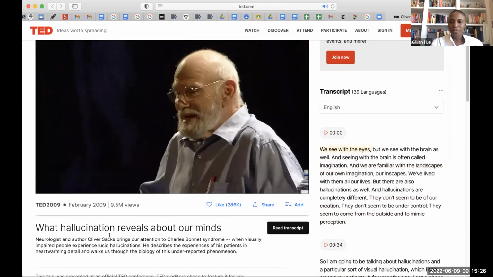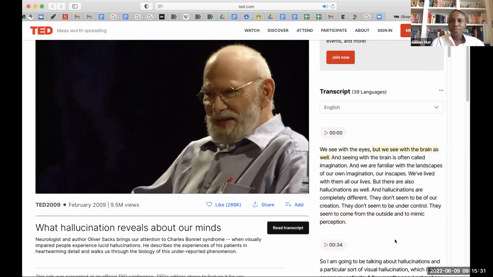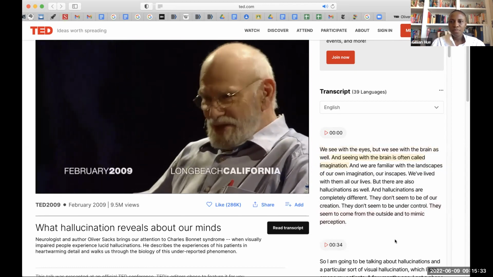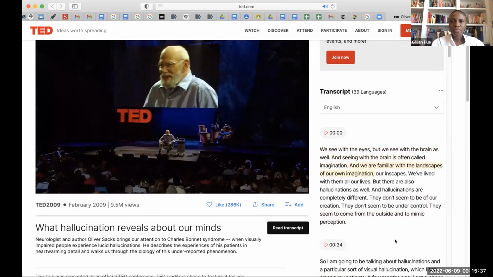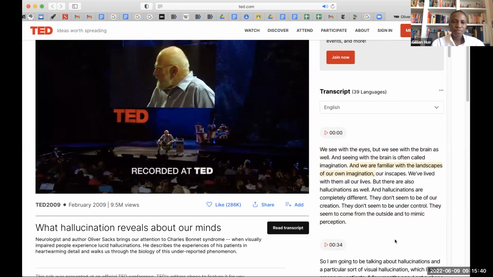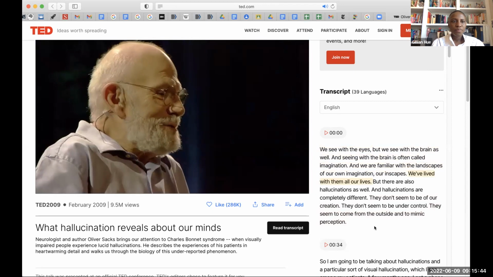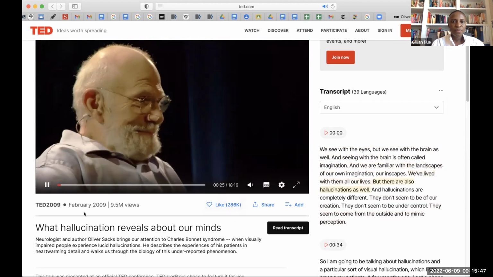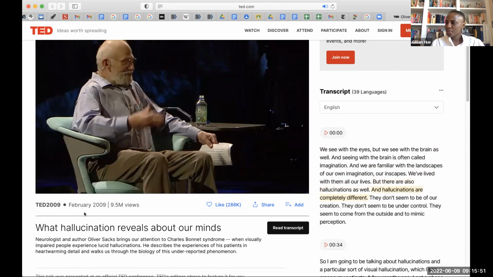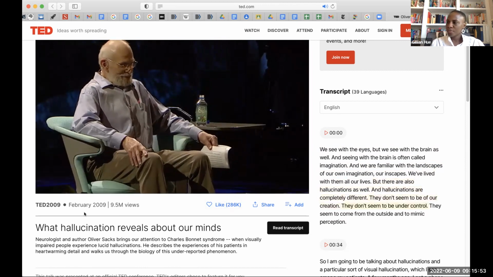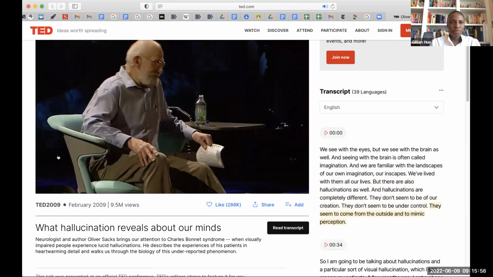We see with the eyes, but we see with the brain as well. And seeing with the brain is often called imagination. And we are familiar with the landscapes of our own imagination, our inscapes. We've lived with them all our lives. But there are also hallucinations as well. And hallucinations are completely different. They don't seem to be of our creation. They don't seem to be under control. They seem to come from the outside and to mimic perception.